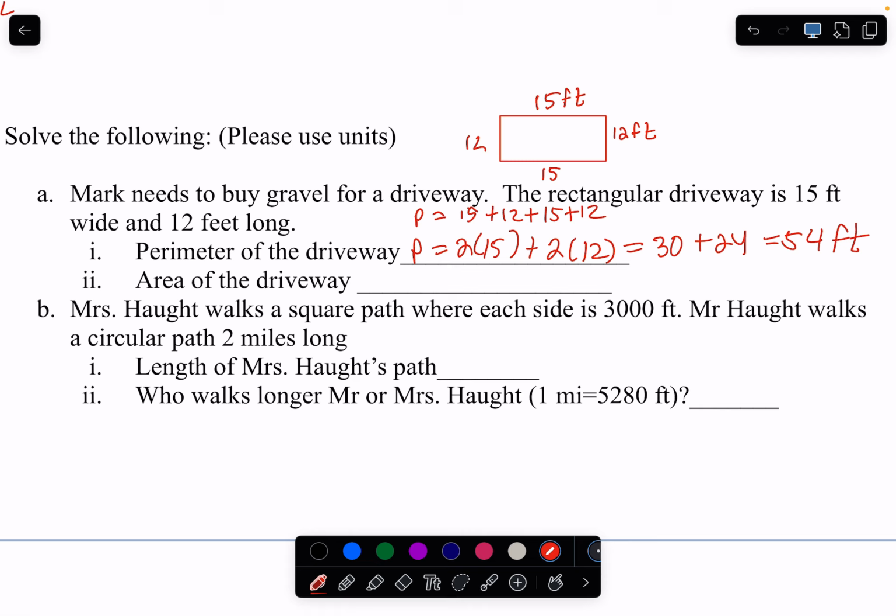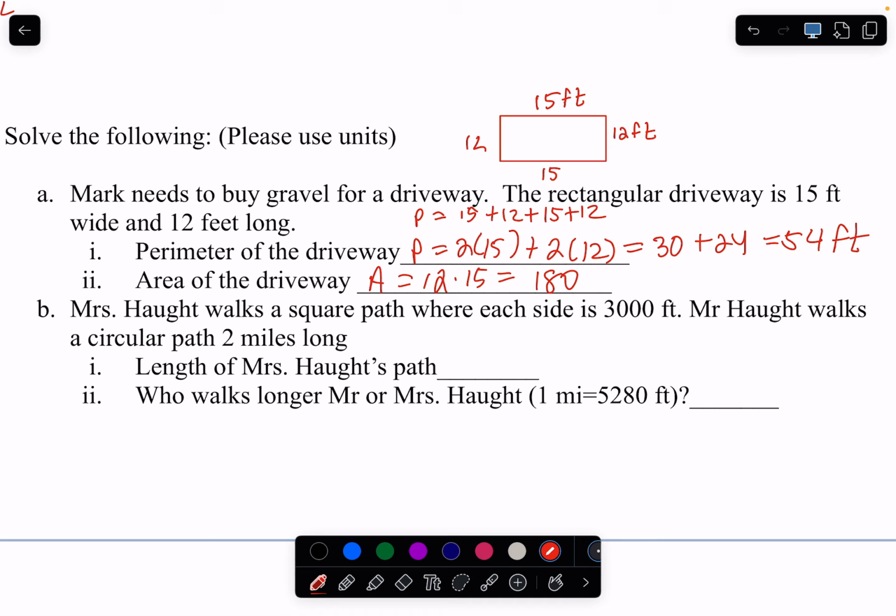Now the area, we're kind of stuck. The area, remember, is length times width. So that's going to be 12 times 15, or 15 times 12, it doesn't matter. They're pretty much interchangeable for this. 12 times 15. So you can put that in your calculator if you want, is 180.